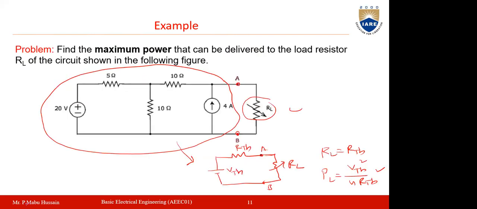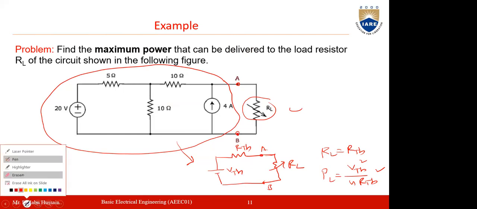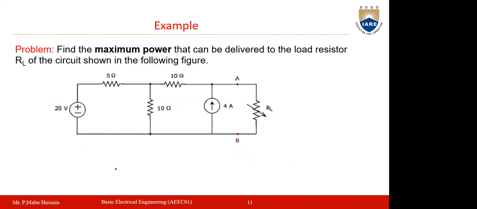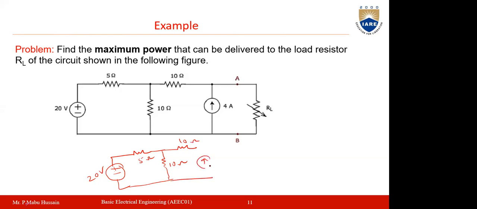So here you have a 20 volt source, and here you have a 5 ohm resistance. Here you have a 10 ohm resistance. Here you have a 10 ohm resistance, and one current source is also given here.